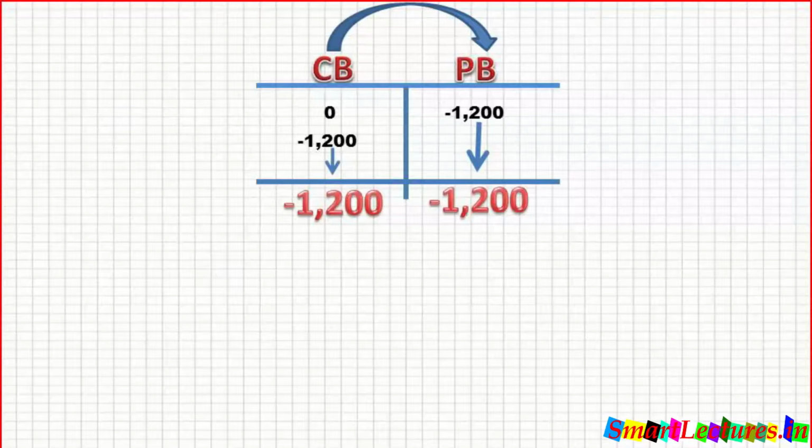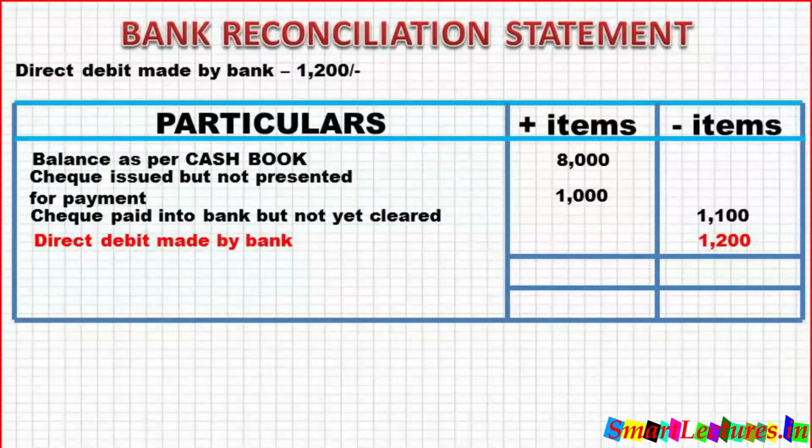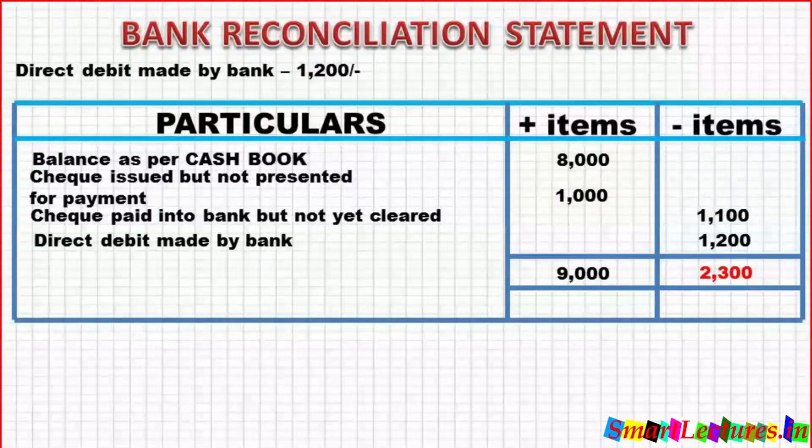So come to the bank reconciliation statement. Direct debit by the bank for telephone bill, 1200 on the minus side. So in this way, on the plus side you will find 8000, 1000 and the total is 9000, and on the minus side 1100, 1200 and the total is 2300. And what's the difference? 6700. This is our answer. So your answer will be balance as per passbook 6700.